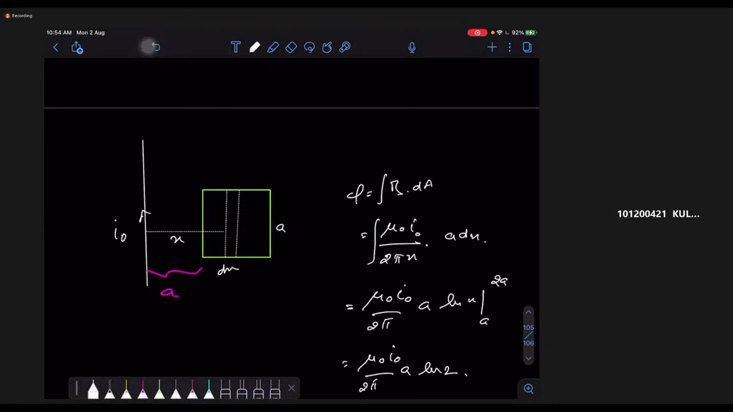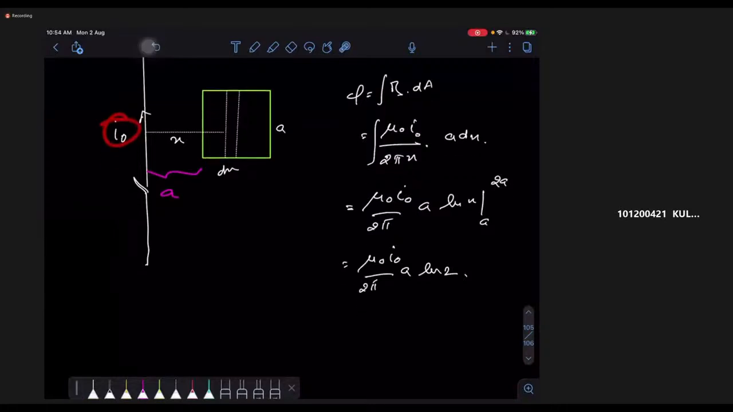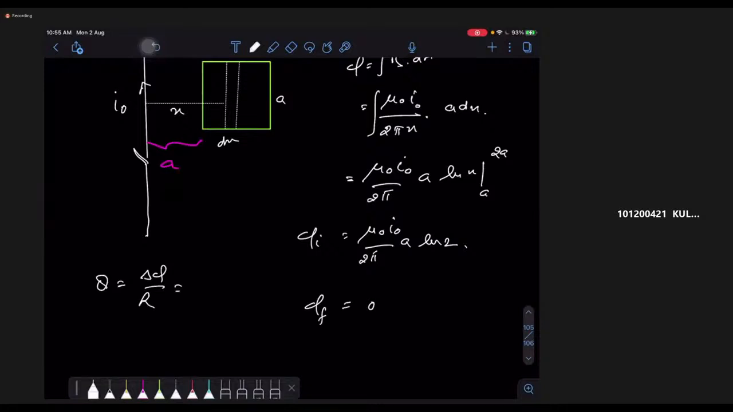Right? Now next, he said that there is a switch and the switch is going to be opened. The moment the switch is opened, I1 goes to 0. So this is my initial flux. Final flux, the current goes to 0, so flux goes to 0. The charge flow he's asking for here is the change of flux divided by resistance. So change of flux by resistance, you can substitute here, and that will give the charge flow.